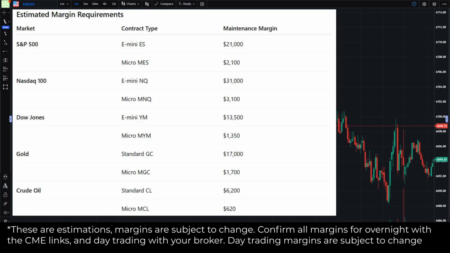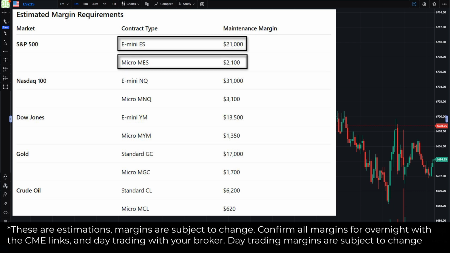Here's an example of what your estimated margin requirements might look like, and of course this is going to vary from broker to broker and also subject to change at any time. But if you're looking to trade something like the E-mini S&P, you might have an initial margin requirement of $21,000 as compared to the micro S&P at $2,100. So these numbers can vary drastically depending on the market that you're trading and what your goals are.